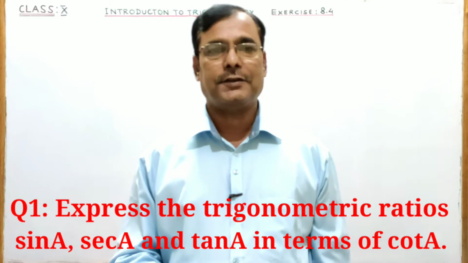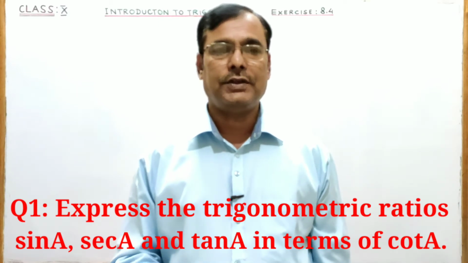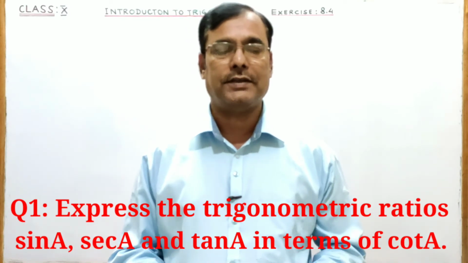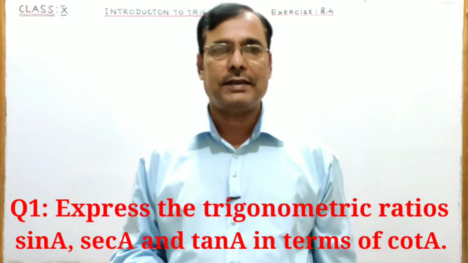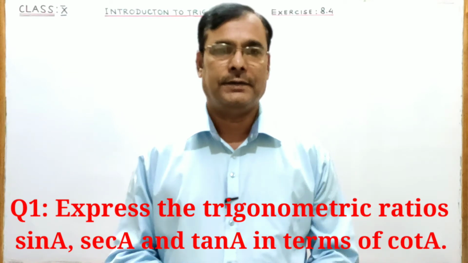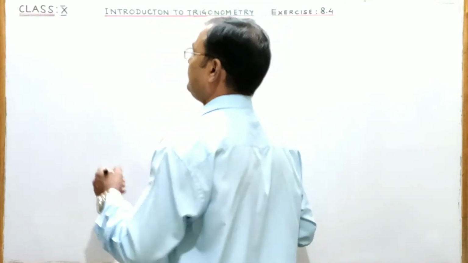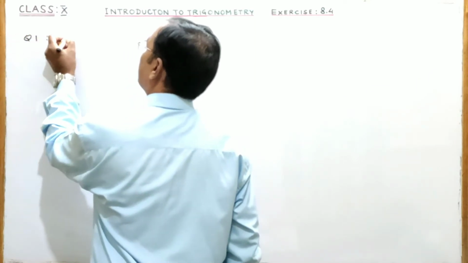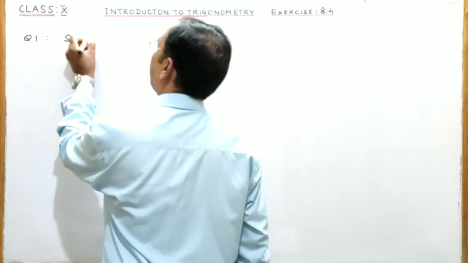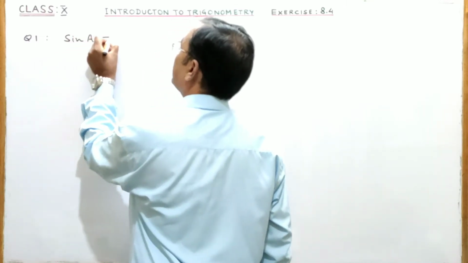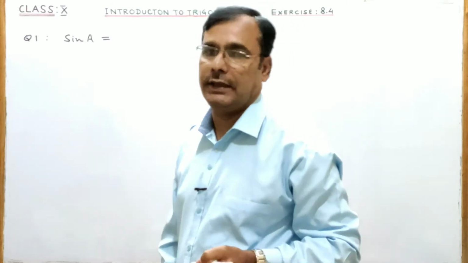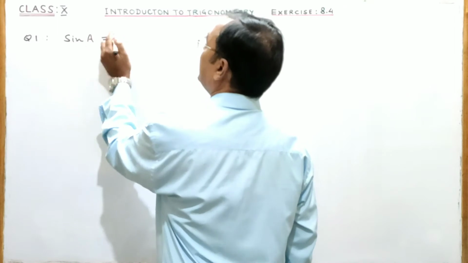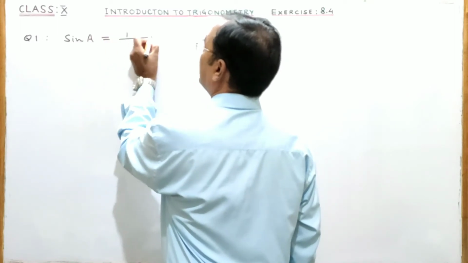Applying the idea of expressing a trigonometric ratio in terms of the other trigonometric ratio, here also we are going to express sin A, sec A and tan A in terms of cot A. So let's start. Sin A we are going to express in terms of cot A. Sin is reciprocal of cosec A. So sin A we can write 1 by cosec A.